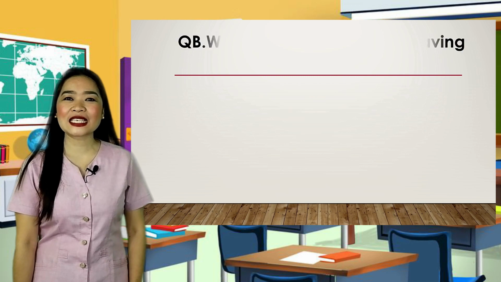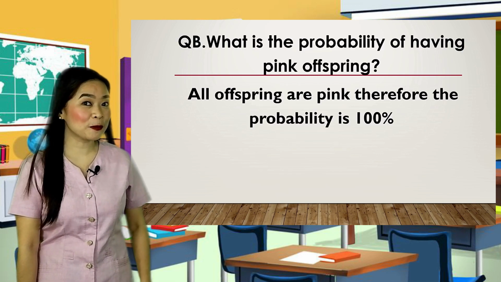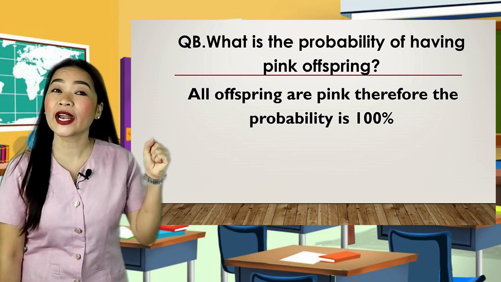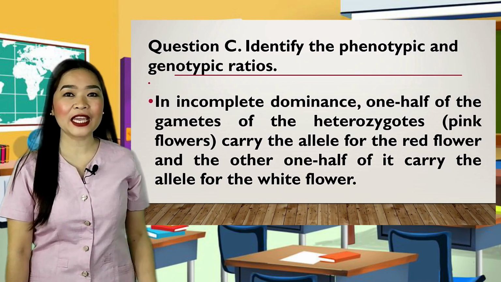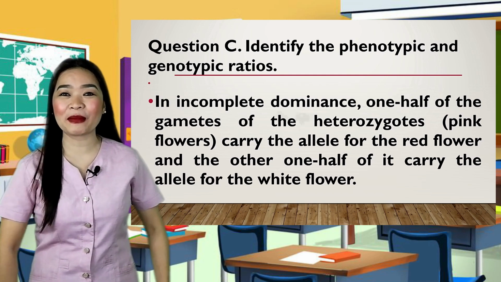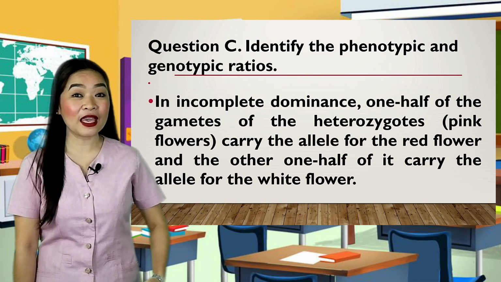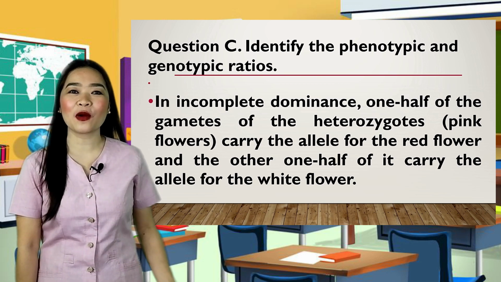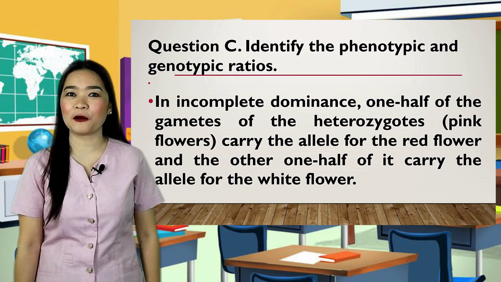Question B. What is the probability of having pink offspring? All offspring are pink. Therefore, the probability is 100%. Question letter C. Identify the phenotypic and genotypic ratio. In incomplete dominance, one half of the gametes of the heterozygotes, pink flowers, carry the allele for the red flower, and the other one half of it carry the allele for white flower.